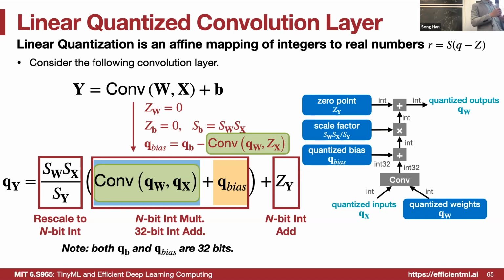So how do you determine the zero point of y? For y, you observe the distribution. You feed the neural net with like 100 or 500 images and compute the statistics. That's called calibration. So also the SY is determined in that way as well. Yes.